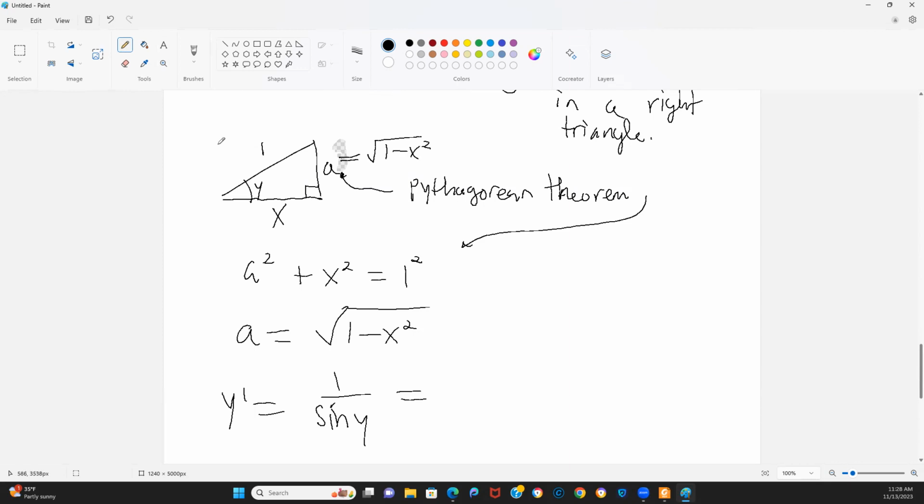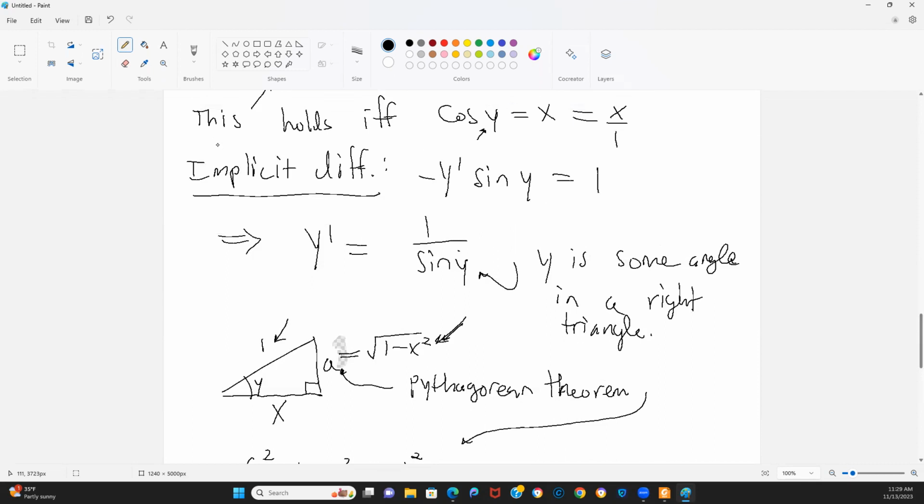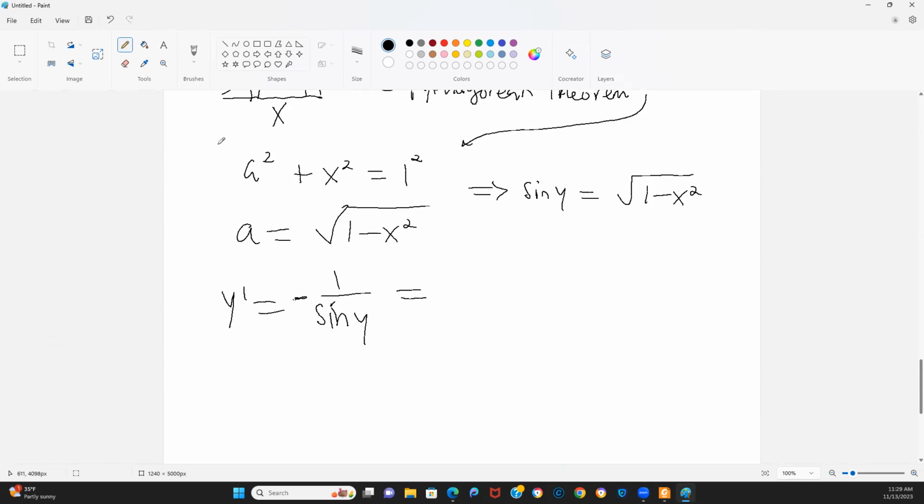Sine is opposite divided by hypotenuse. So sine of y just equals that. This implies that sine of y is equal to the square root of 1 minus x squared. Don't forget the negative. There's a negative here. And so we have negative 1 over the square root of 1 minus x squared.